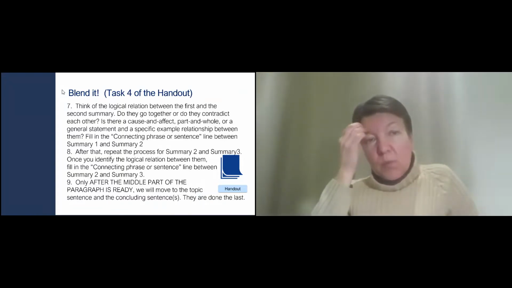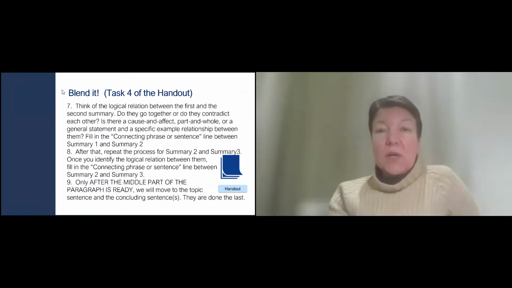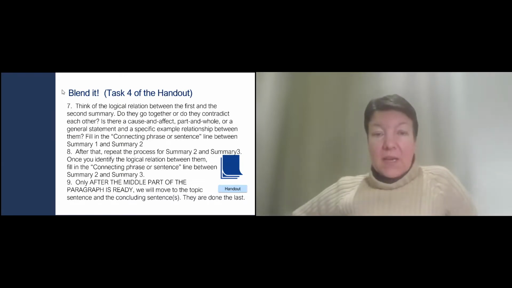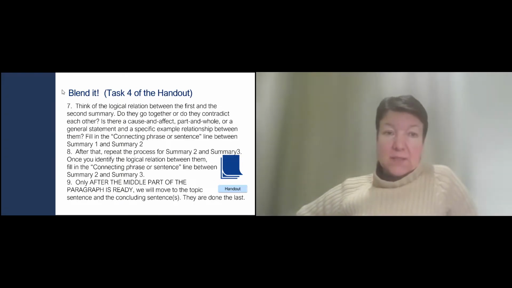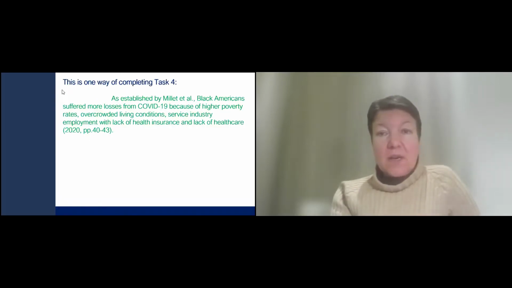Let's just read what we're going to do now. So we have summarized 3 different sources. We identified the connection between them. We see that all 3 of them talk about similar phenomena, right? Find similar results. And then after that, we will add a topic sentence introducing all of our summaries, and then we will have a concluding sentence, okay? So here's kind of my example, right? That's my first summary. As established by Millet et al., that's my attributive tag.